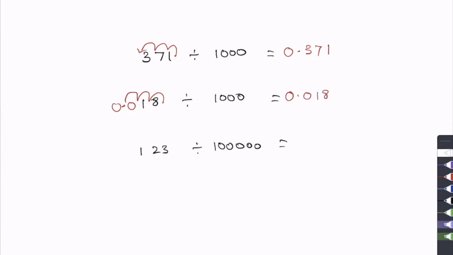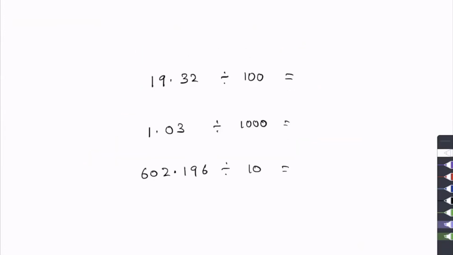0.018. And in the last one, we're dividing by 100,000. So that's got 5 zeros. So we're going to move 1, 2, 3, 4, 5. The decimal point goes right under the line there. We know we need a 0 there. Those 2 zeros need to go under there. So the answer is simply 0.00123. Have a go at the next 3. Pause the video now and come back when you've finished.